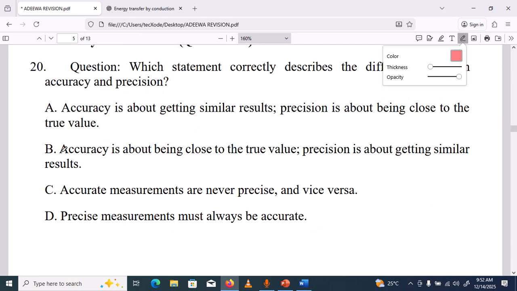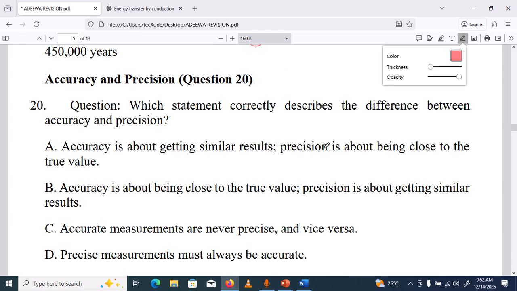And 20, which statement correctly describes the difference between accuracy and precision? Accuracy is about getting similar results. Precision is about getting close to the true value. No, accuracy is about being close to the true value. Precision is about getting similar results. That's the right answer. So precision is repeatability, while accuracy is correctness. Getting close to the true value is correctness, and repeatability is getting similar results. So that's for the first 1 to 20.